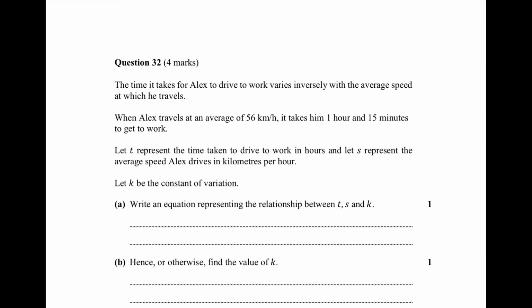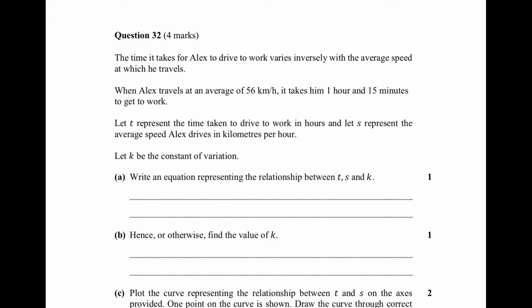Question 32. The time it takes for Alex to drive to work varies inversely with the average speed at which he travels. When Alex travels at an average of 56 kilometers an hour, it takes him 1 hour and 15 minutes to get to work. Let T represent the time taken to drive to work in hours, and let S represent the average speed Alex drives in kilometers per hour. Let K be the constant of variation.